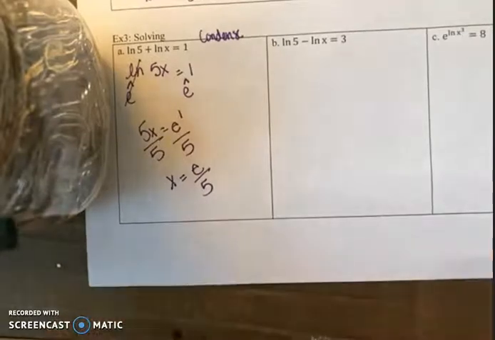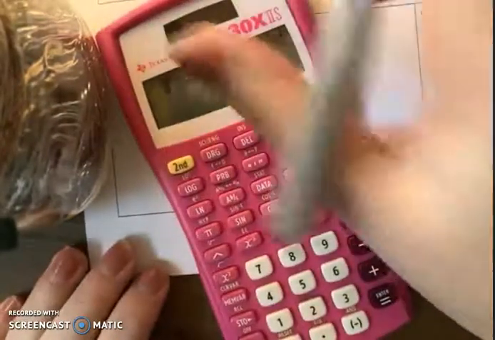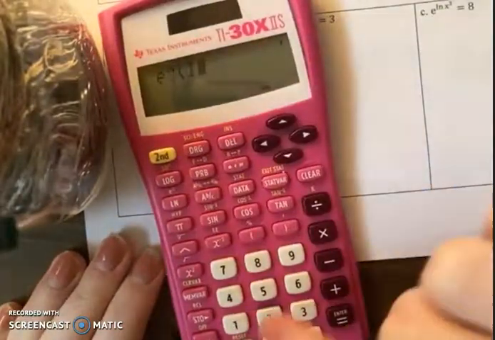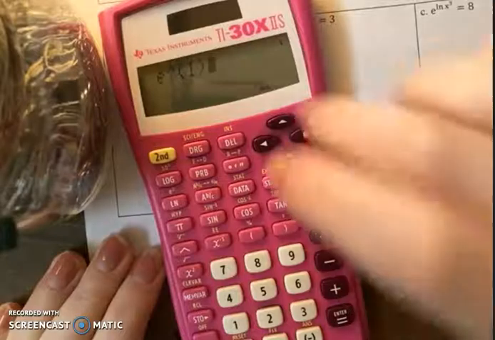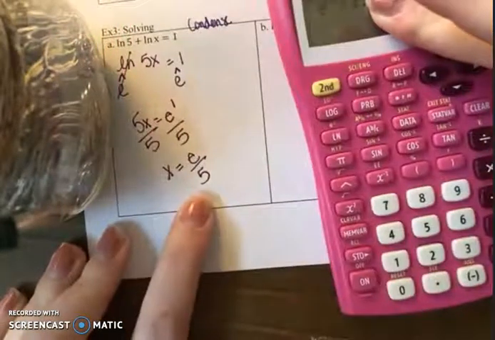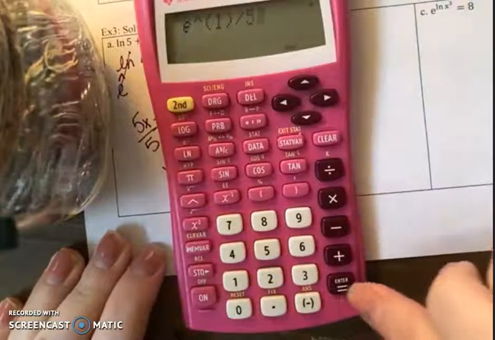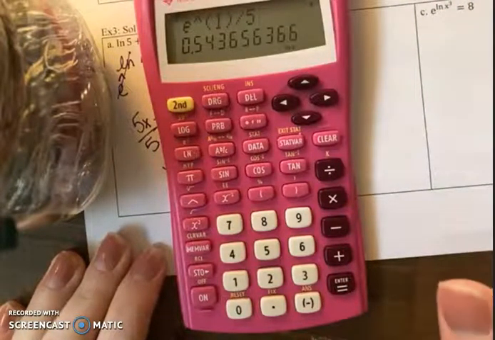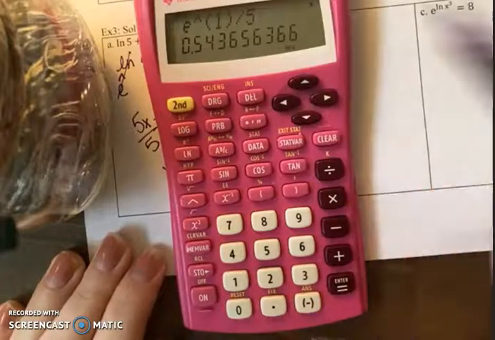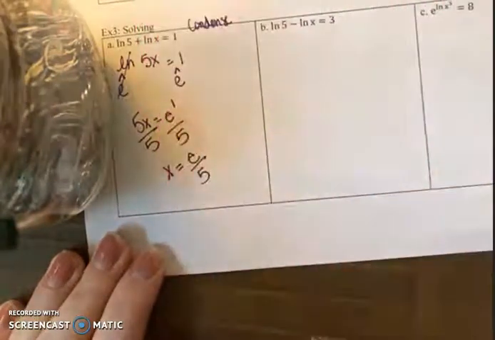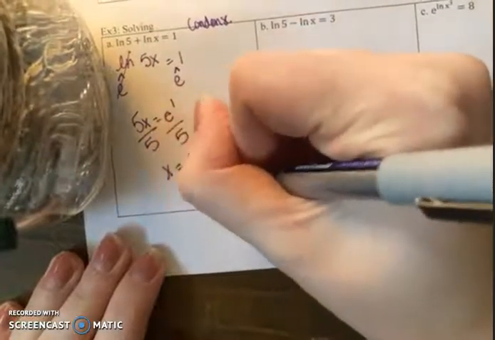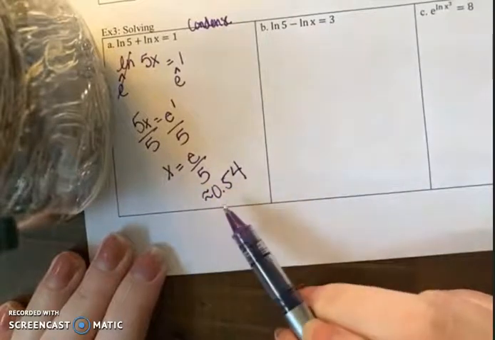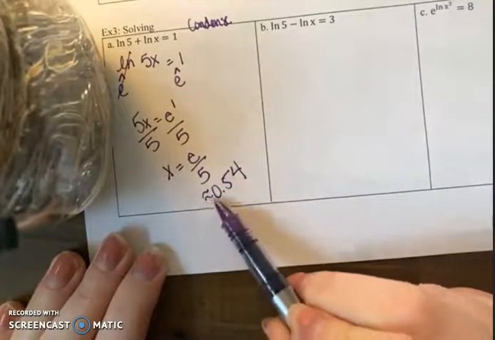If you wanted to plug it into your calculator, it would look like this. You'd have to put e to the first power divided by 5. Let's say I want to go 2 places. I'm just going to continue that. It's going to be 0.54. Notice how with my exact answer, I put an equal sign. With my approximation, I used approximation notation.